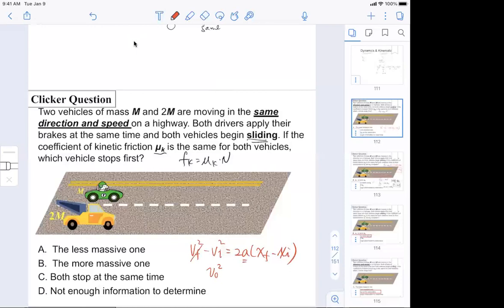It all stops. So I'm going to get 2a times x final minus x initial. If this is the same, and this is the same, the change in displacement should be the same, which means they will stop at the same time, right? From here to here, they're going to go the same distance, and they're going to take the same amount of time to stop. All right, so the answer is C.